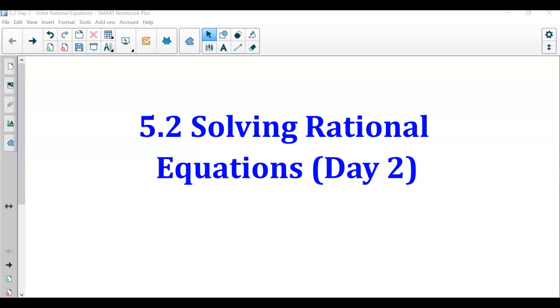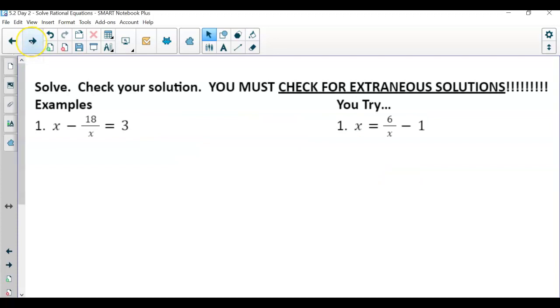In this video, we are continuing going over solving rational equations. This is our second day, and with these equations, they're set up a little different than when we talked about solving equations our first day. So notice with these, again, the main thing is always check for the extraneous solutions.